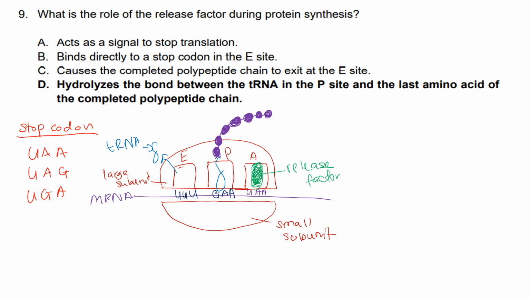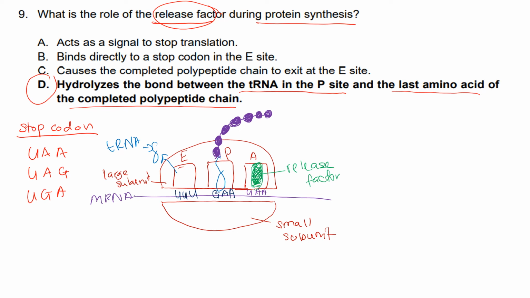Question 9. What is the role of release factor during protein synthesis? Basically, at the end of translation, the termination step involves a release factor that enters into the A site of the large ribosomal subunit and breaks the bond between the last amino acid of the polypeptide chain and the tRNA that sits in the P site. So statement D is correct: it hydrolyzes the bond between the tRNA in the P site and the last amino acid of the completed polypeptide chain.